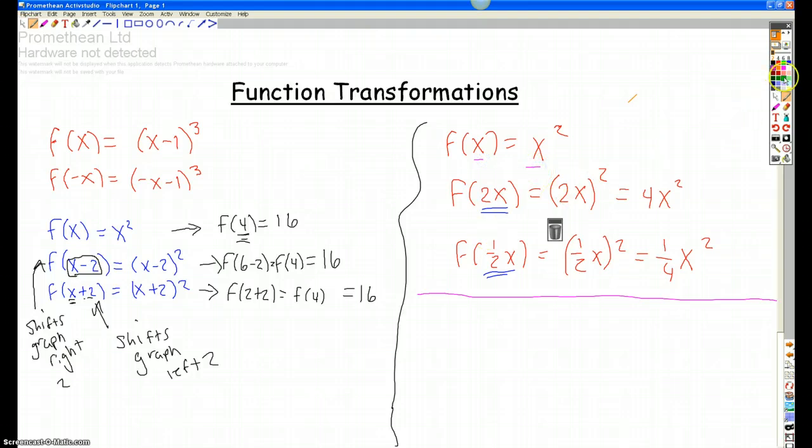I want you to imagine that you have a friend who owns a factory, and he has a machine that makes things. So let's say he inputs pieces of wood and it makes wooden dolls. So before, he'd plug in 4 pieces of wood, and he'd get out 4 squared. He'd get out 16 wooden dolls.